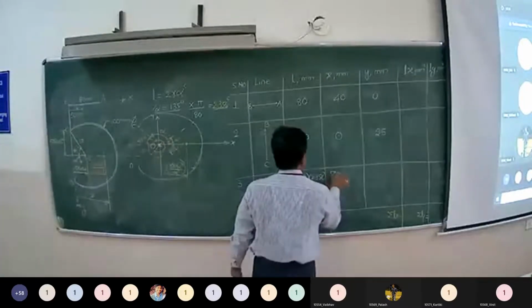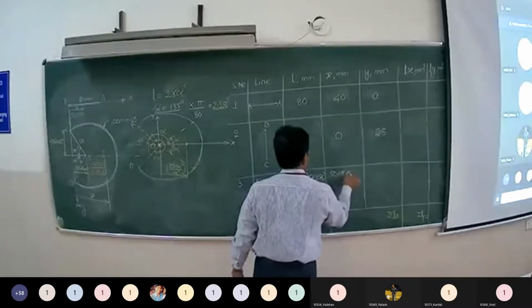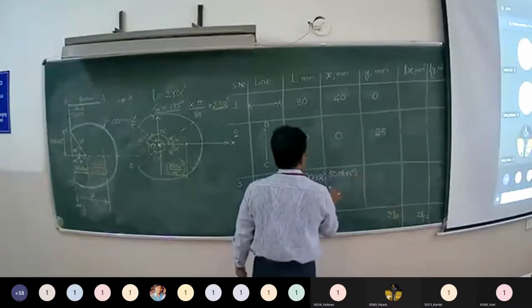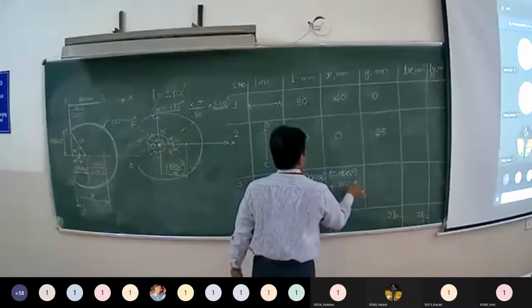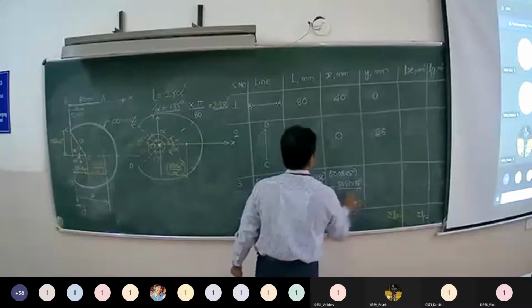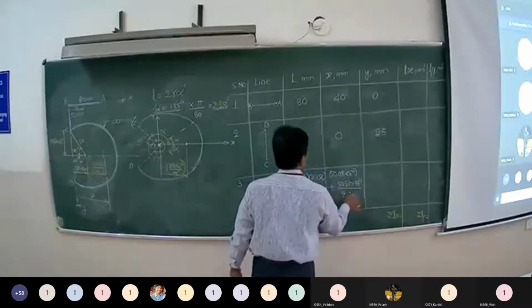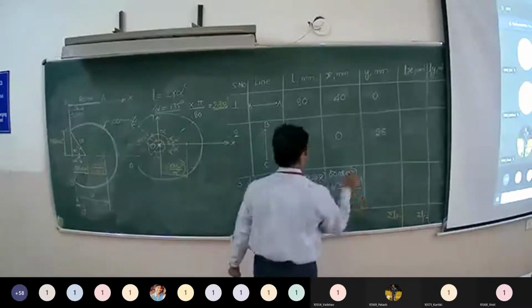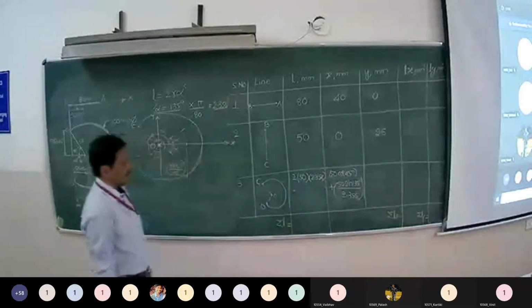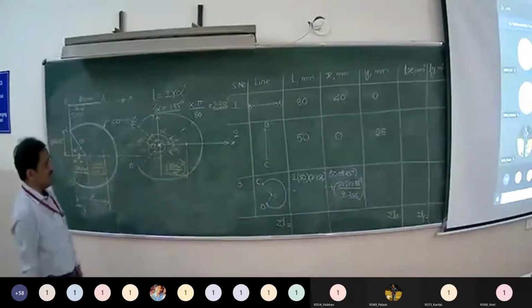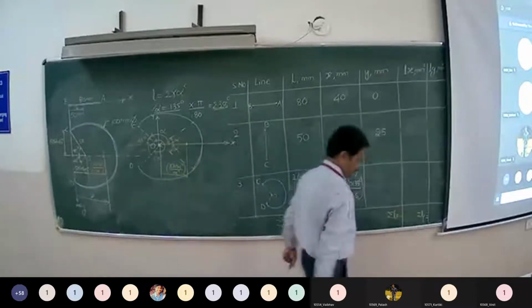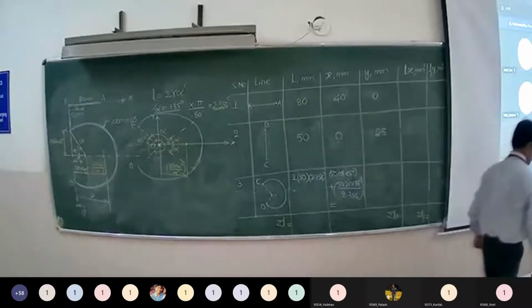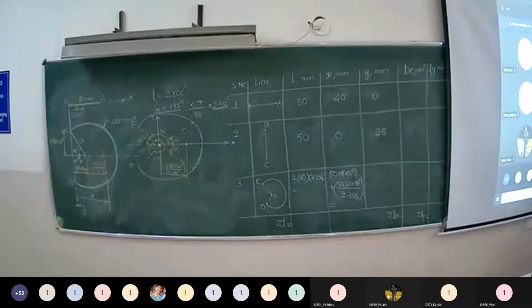So it is 50 cos 45 plus 50 sin 135 upon 2.356. In sin alpha, alpha is in degrees. In the denominator, alpha is in radians. Row number 72.